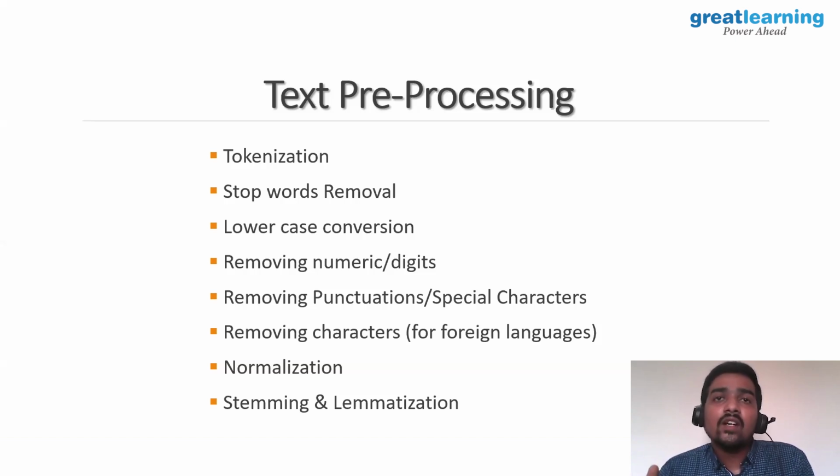Before we convert this text to numerical features, we need to remove some of the unnecessary information, which we call noise in the data. To do all these things, we have some pre-processing steps in place. So we'll discuss the most commonly used pre-processing steps now.